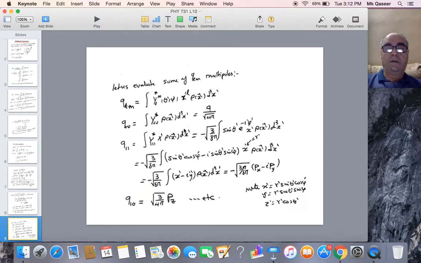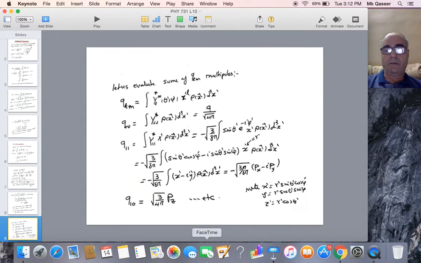Now let's calculate q sub lm for some multipoles. For q00, that's l equals 0, m equals 0, so this gives you Y00, where Y00 is 1 over square root of 4 pi, and the integration of rho of x prime d3x prime gives us Q. For q11, similarly you have to substitute for Y11 star, so we get this expression.